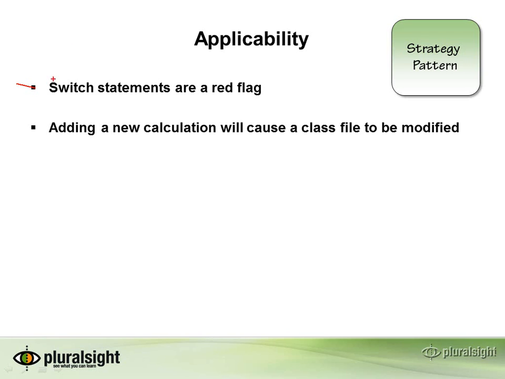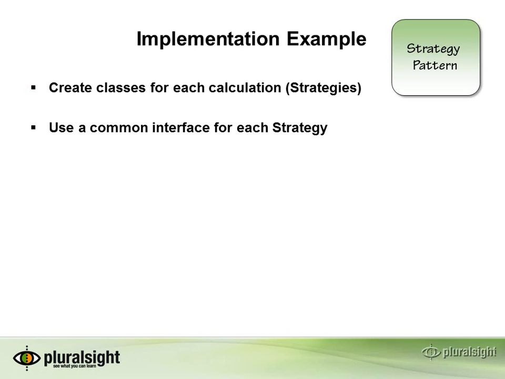Also, we know that adding a new calculation, like one for DHL, will cause our class file to be modified. And we've already said that we want our open-closed principle intact. So these are good indicators that we might want to look at an alternative. The alternative that we have implemented is an example that creates classes for each type of calculation we want to perform and uses a common interface for each one of those calculations so that they might be shared by the calculator class. Let's see how this looks in a classic UML model.